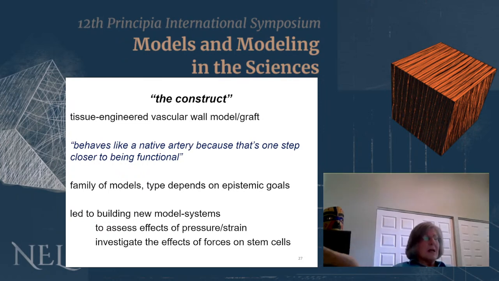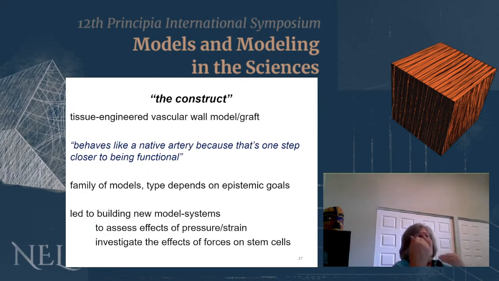For example, to assess the effects of pressure and strain, to investigate those forces first, because in tubular form, you can look at the pressure and strain forces that cause the tissue to go in and out, which you can't do on the endothelial cells at all.